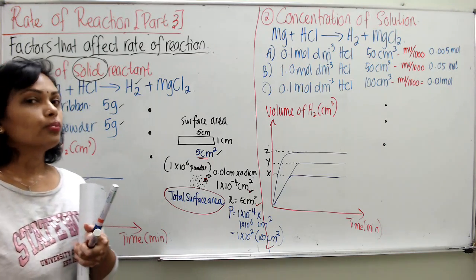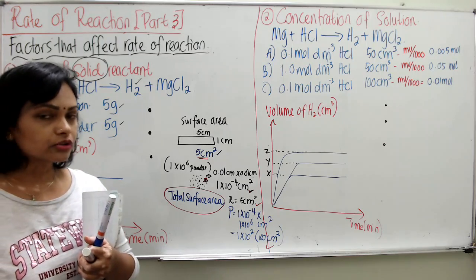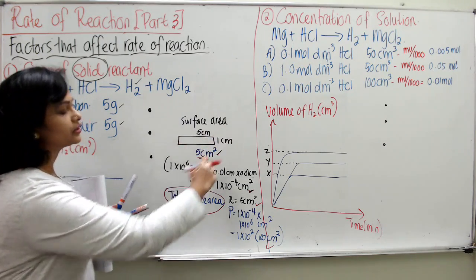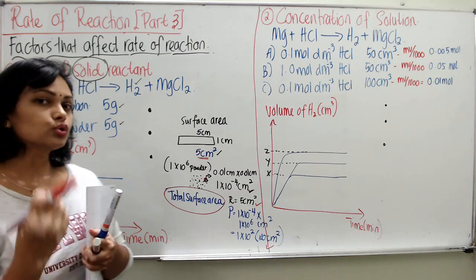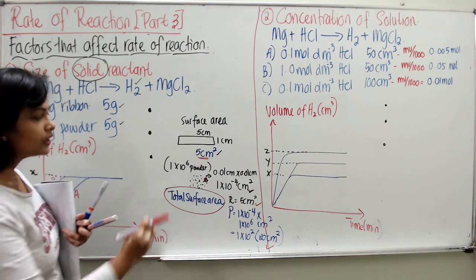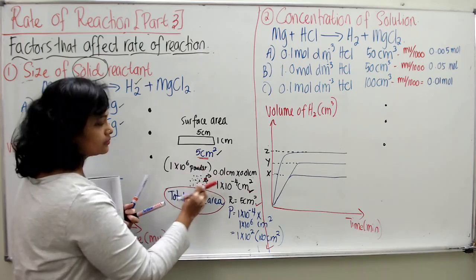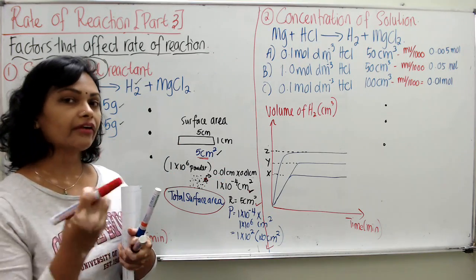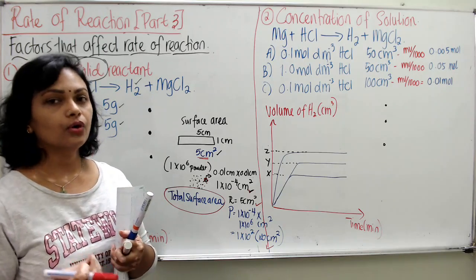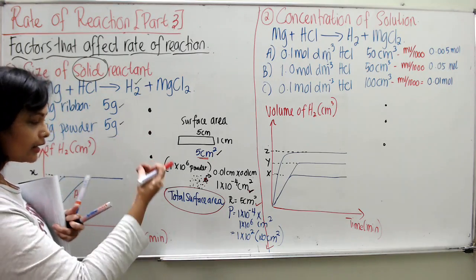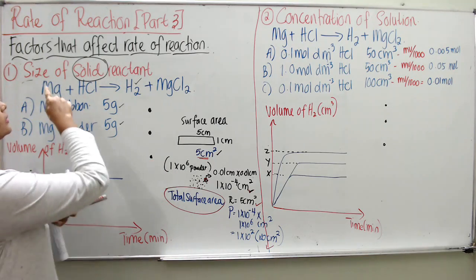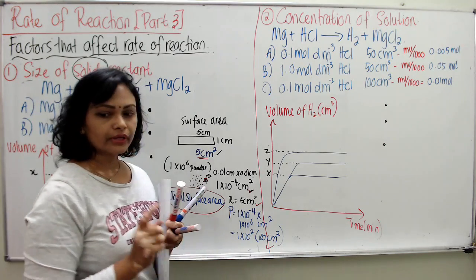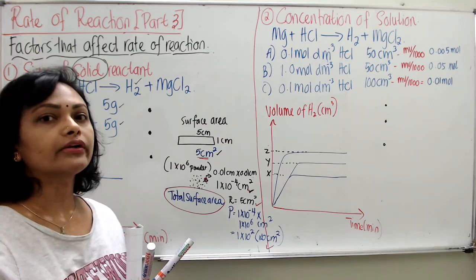Okay, so when it comes to surface area, of course, the bigger solid reactant wins. But when it comes to total surface area, the smaller solid reactant wins. Why? Because they have more particles. Okay, so that is how you explain size of solid reactant. Now this is how they explain size of solid reactant.